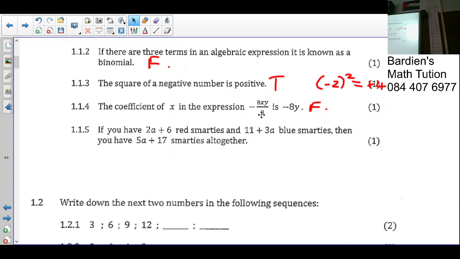In 1.1.5, if you have 2a plus 6 red Smarties, and 11 plus 3a blue Smarties, then you have 5a plus 17 Smarties altogether, which means to say I must add the 2 together. So what is 2a plus 3a? 5a, yes, that's in order. 6 plus 11 is 17. So this makes it true. Okay, any confusion here? You all okay with this?